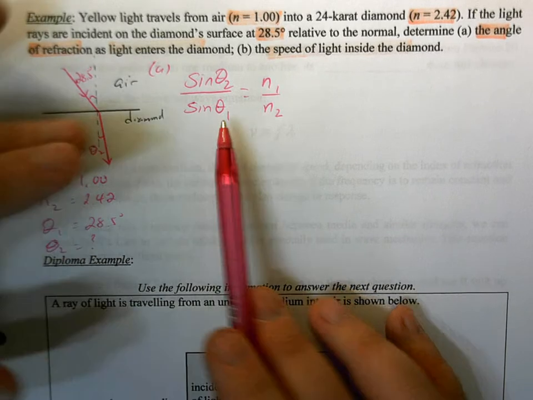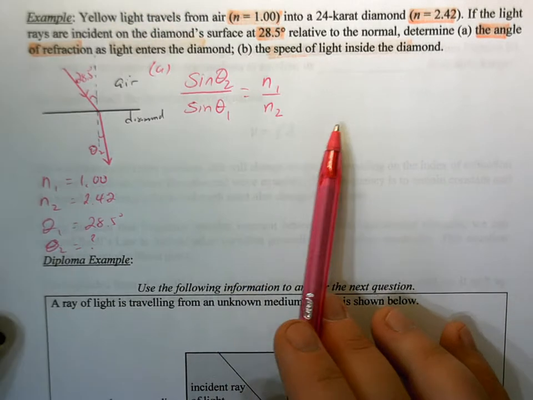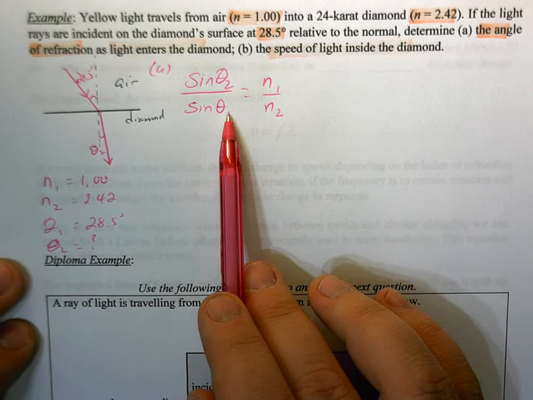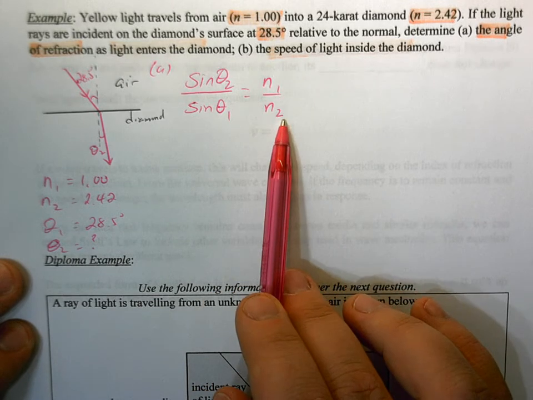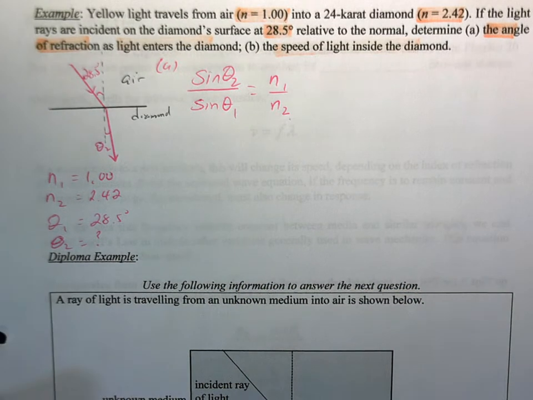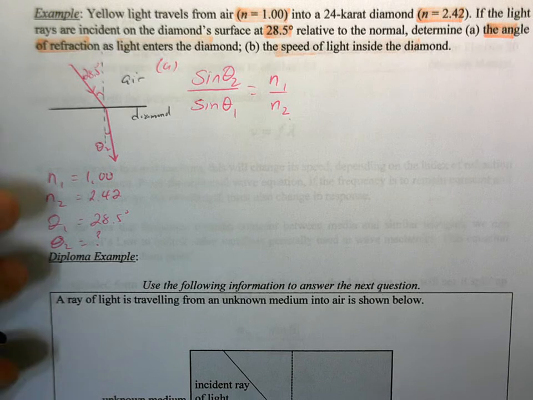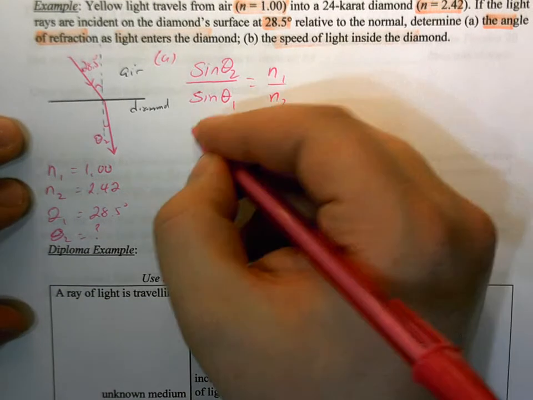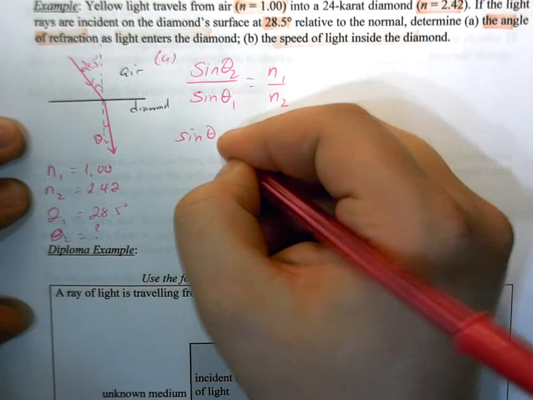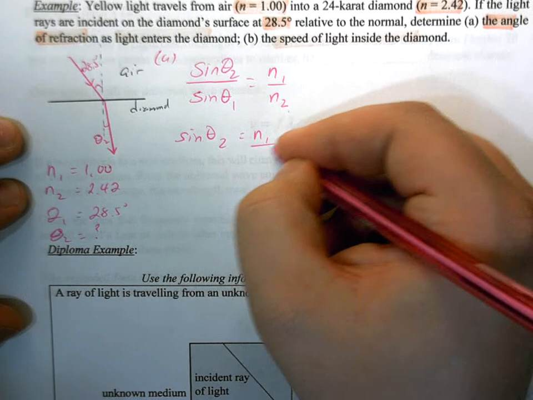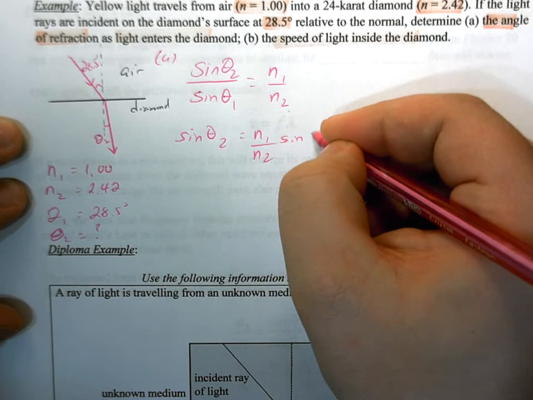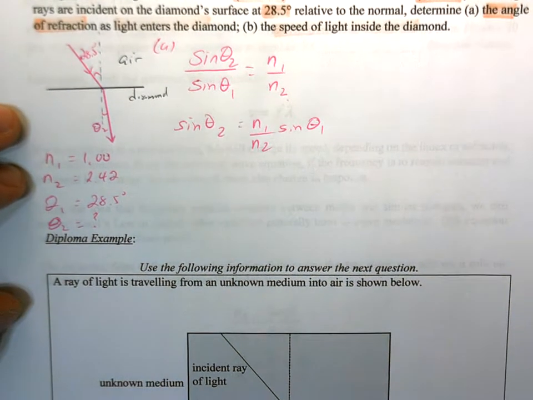I flipped that, so if I flip the left side, I'm just going to flip the right. As long as I have 2 over 1 here, as long as I have 1 over 2 here, I'm okay to do that. But you can do the long rearrangement if you so please. So I can say that sine of theta 2 is just n1 over n2 times sine of theta 1. And we can calculate that.